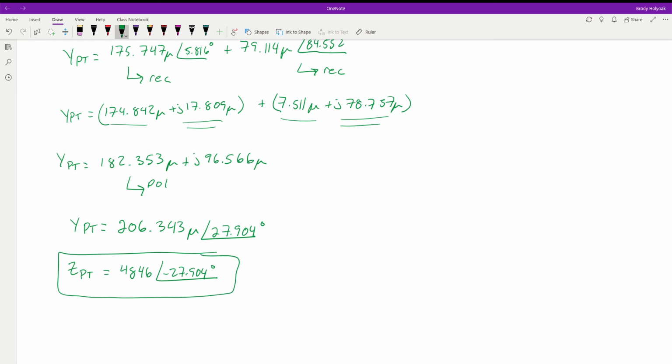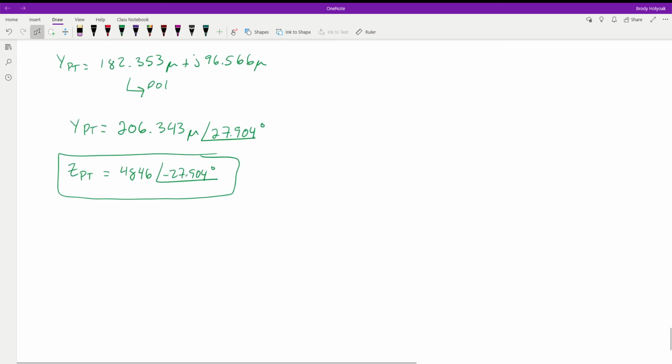Now one other thing to note is that to get our Z total, remember we have to add this value together. So to add, we need to convert this value into rectangular so we can add it to the rectangular value of our Z total. To do that, we're going to use our formulas: R equals Z cosine theta for the real value, and Z sine theta for our imaginary value. So this ends up being 4283 minus j of 2268.